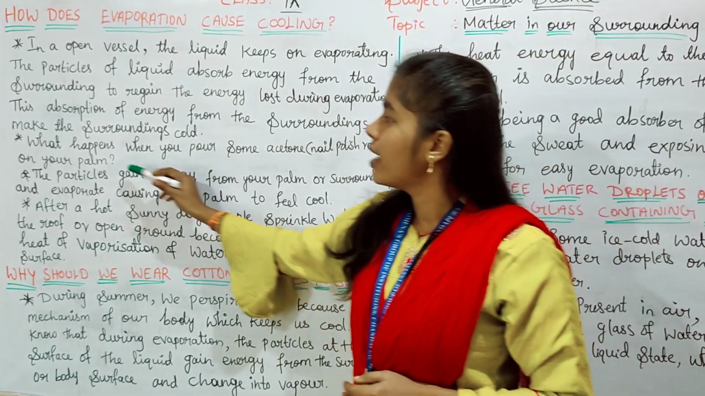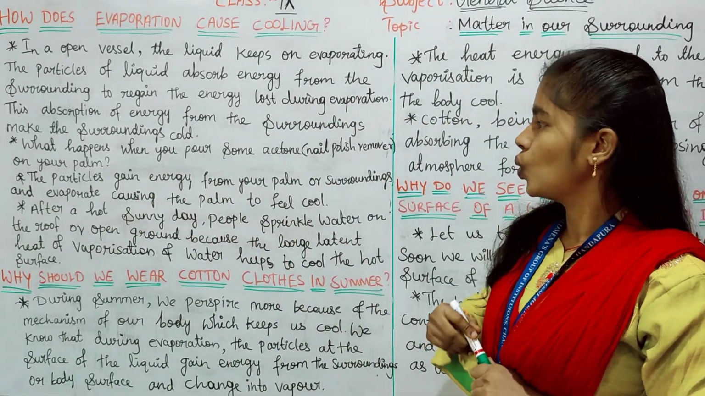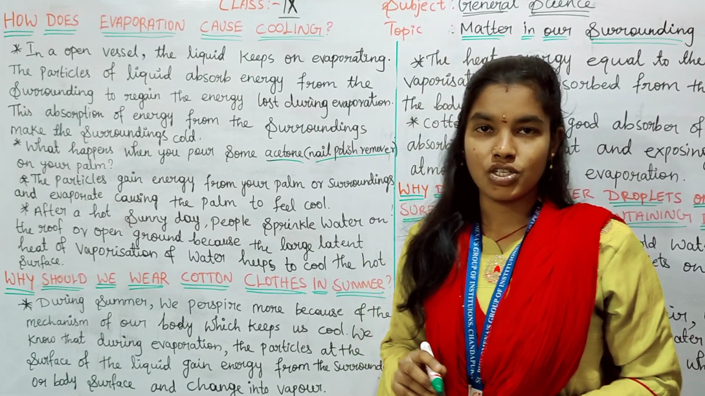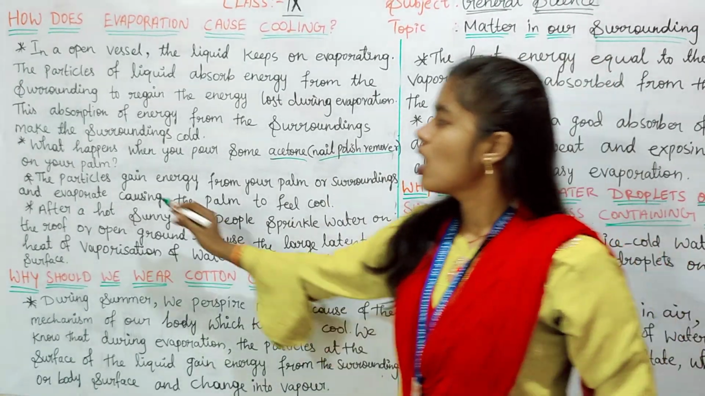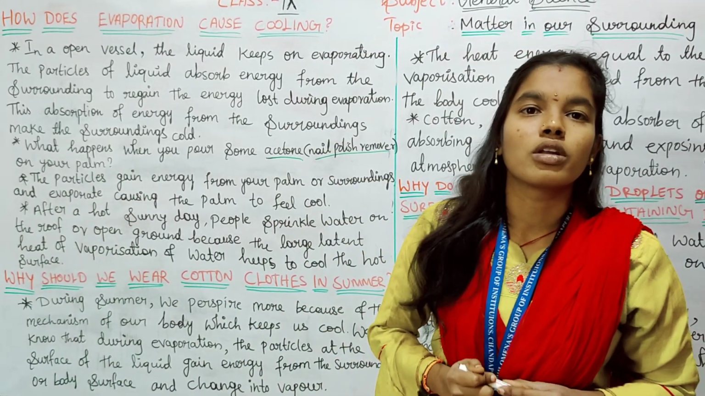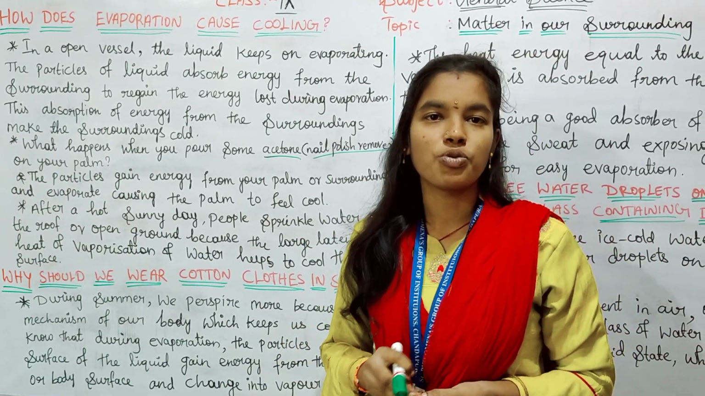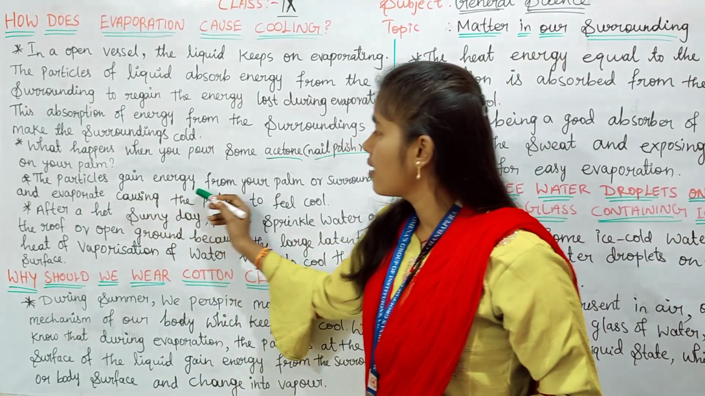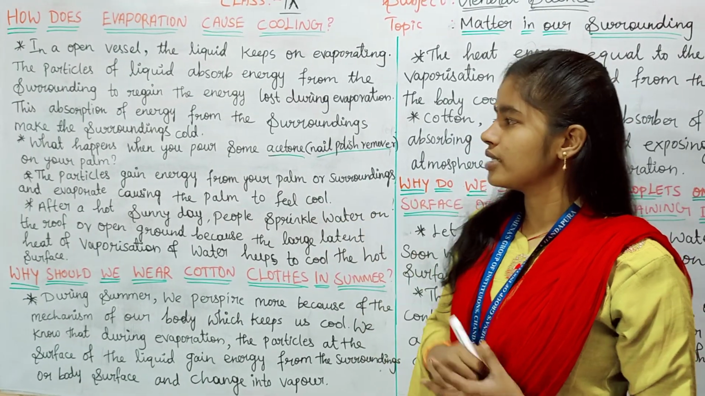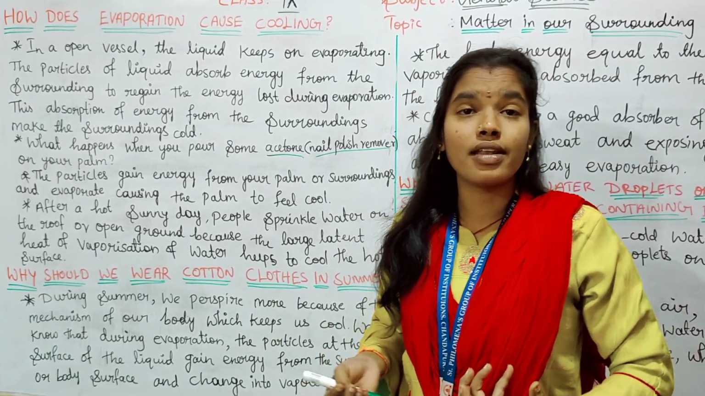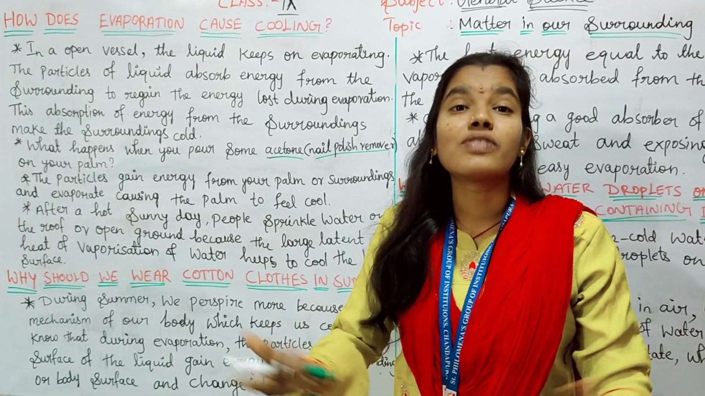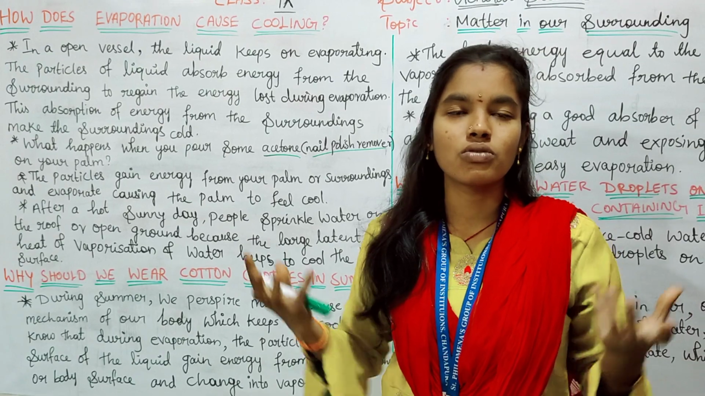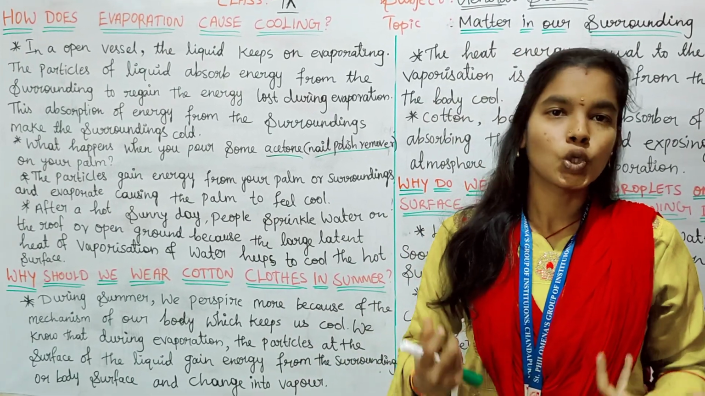What happens when you pour some acetone? Acetone is nothing but nail polish remover. As soon as you pour nail polish remover on your palm, what are you feeling? The particles gain energy from your palm or surroundings and evaporate, causing the palm to feel cool.